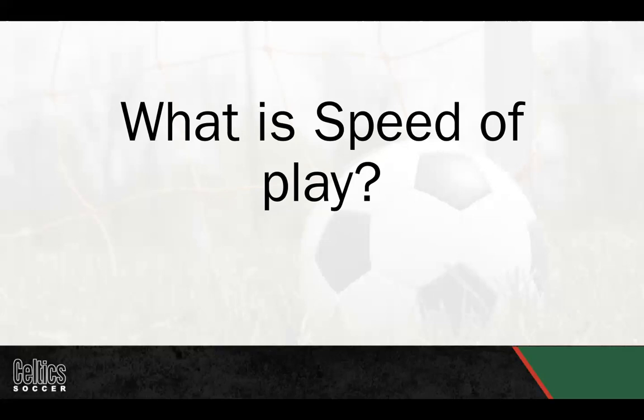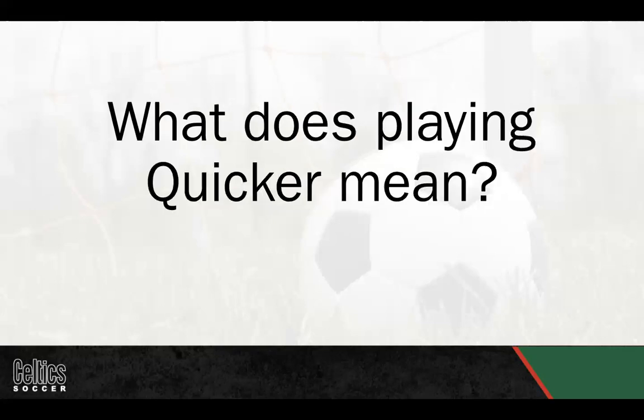So the speed of play is having the discipline to see the play before it happens and playing it in a quick manner, one touch, two touch, three touch, and understanding where the pressure is coming from. And speed of play, again, doesn't mean that you're doing everything 100 miles an hour. What it means is we're doing it in an efficient way, and we're thinking before the play happens.